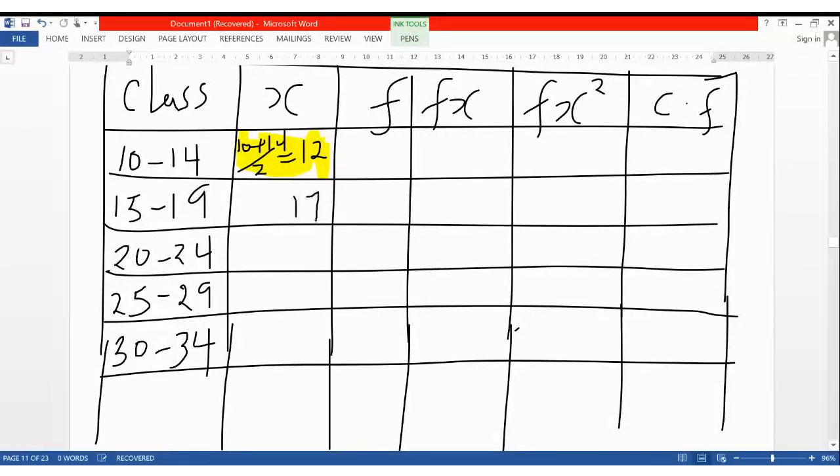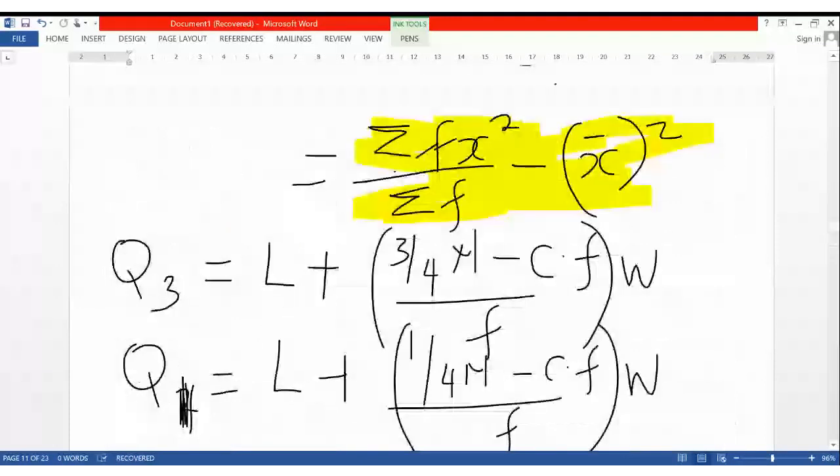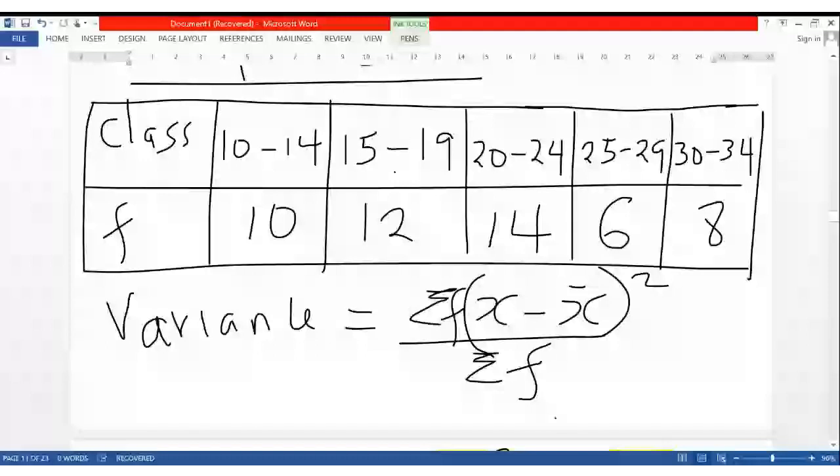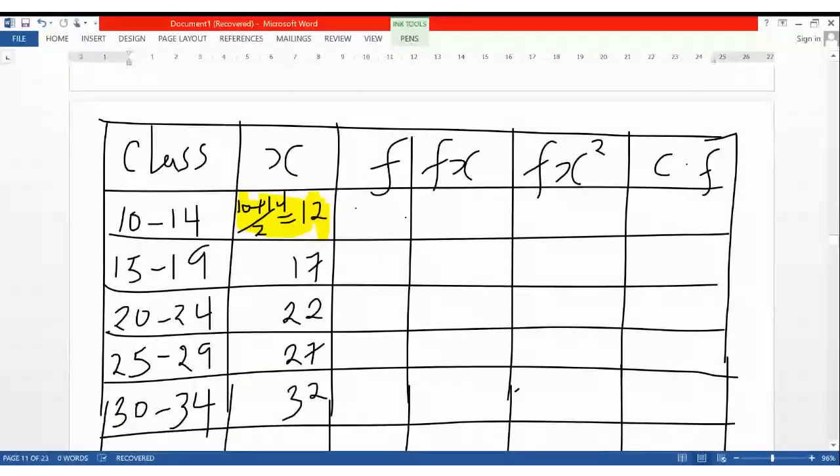The frequency, I'll go back. The frequency you are given, so you don't calculate. The frequency was 10, 12, 14, 6, and 8.